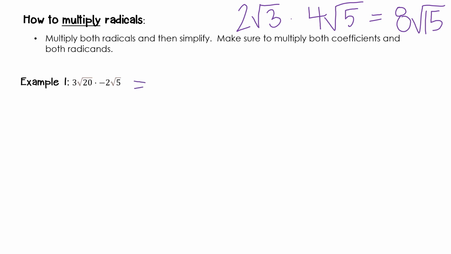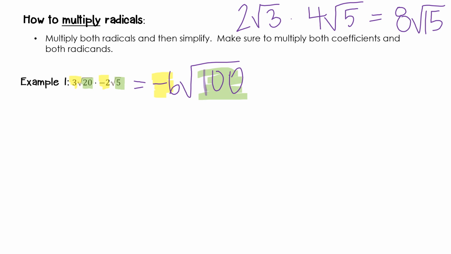So if I multiply these two together, I can multiply the 3 times the negative 2. That would give me negative 6. And then I can multiply the 20 times 5. Now, for the 20 times 5, this is going to be a little bit of a smaller number. 20 times 5 is 100, and that's fine. Then we can just write 100 underneath. We'll look at examples where the numbers are much bigger.